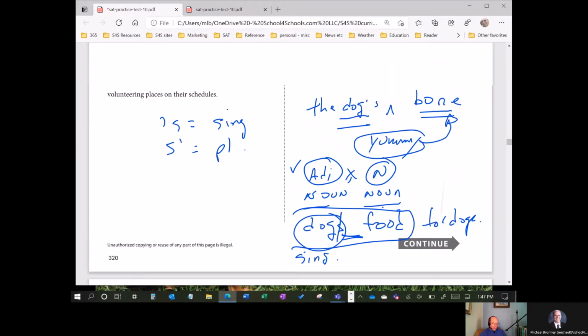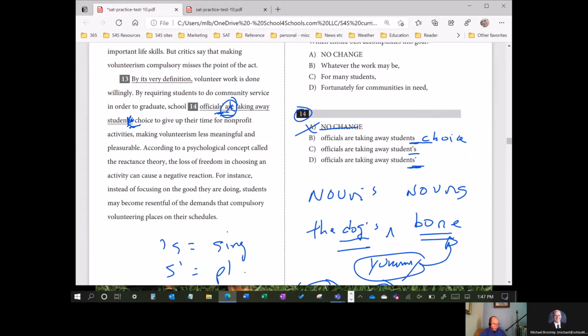So I look at this, and I can eliminate this one because of student's choice. I could have student choice, but instead I have students choice, which means that this noun is not acting as an adjective because it's in the plural. So I can eliminate B. Now all I have to do is decide: is it apostrophe S or S apostrophe? This would be the singular, and this would be the plural form.